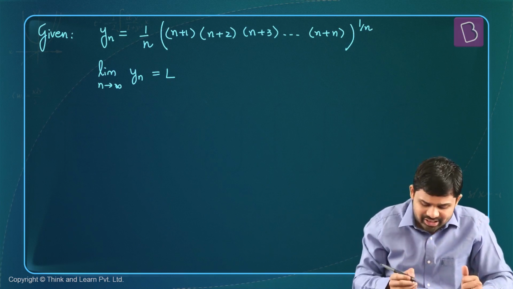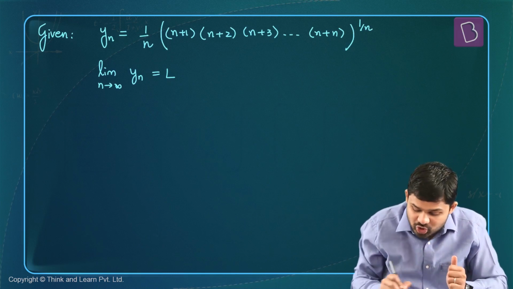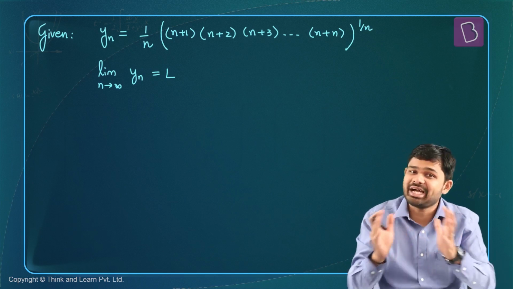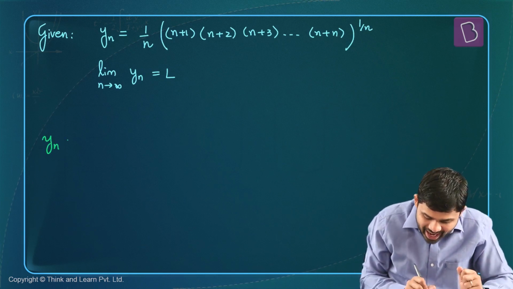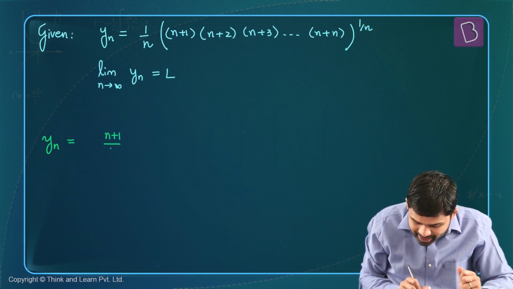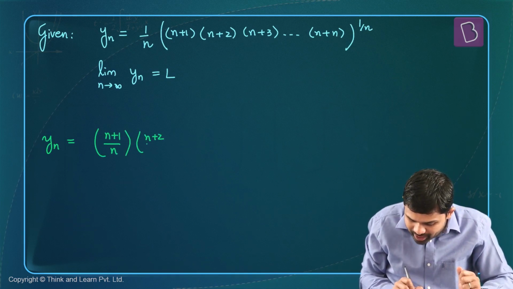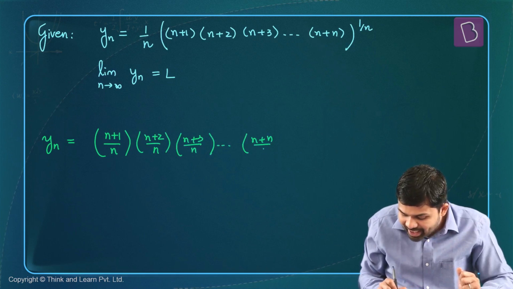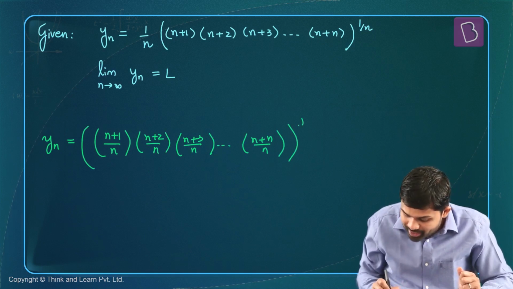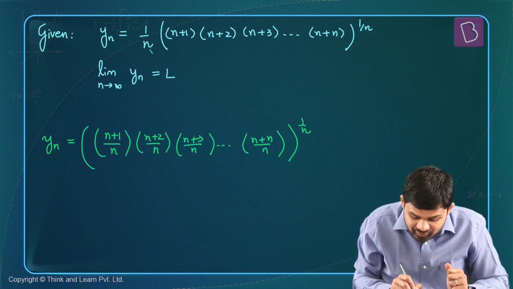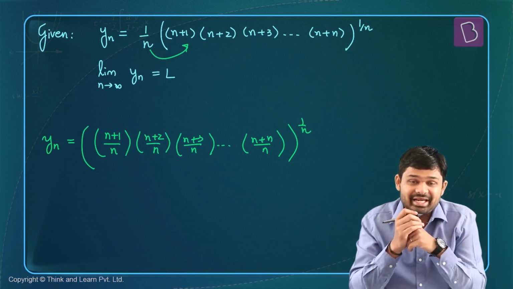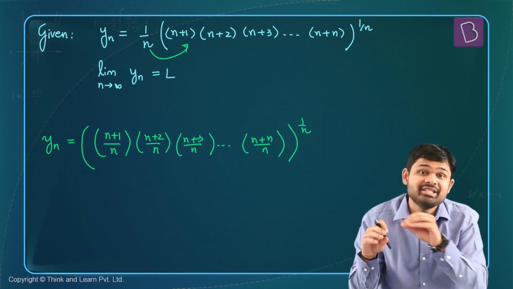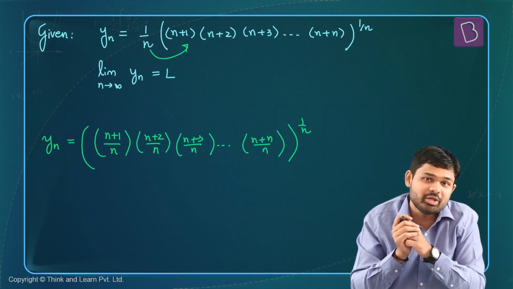So what we will do is, first of all, I will take that 1 by n which is outside the bracket inside it, so that we have everything inside one particular entity. So I'm going to write yn as n plus 1 by n multiplied by n plus 2 by n, n plus 3 by n, all the way up till n plus n by n, all to the power 1 by n. I could do this because in order to take this 1 by n inside, I'll have to take the power of n to the power n. So there are actually n's multiplied n times, because everything is to the power 1 by n.